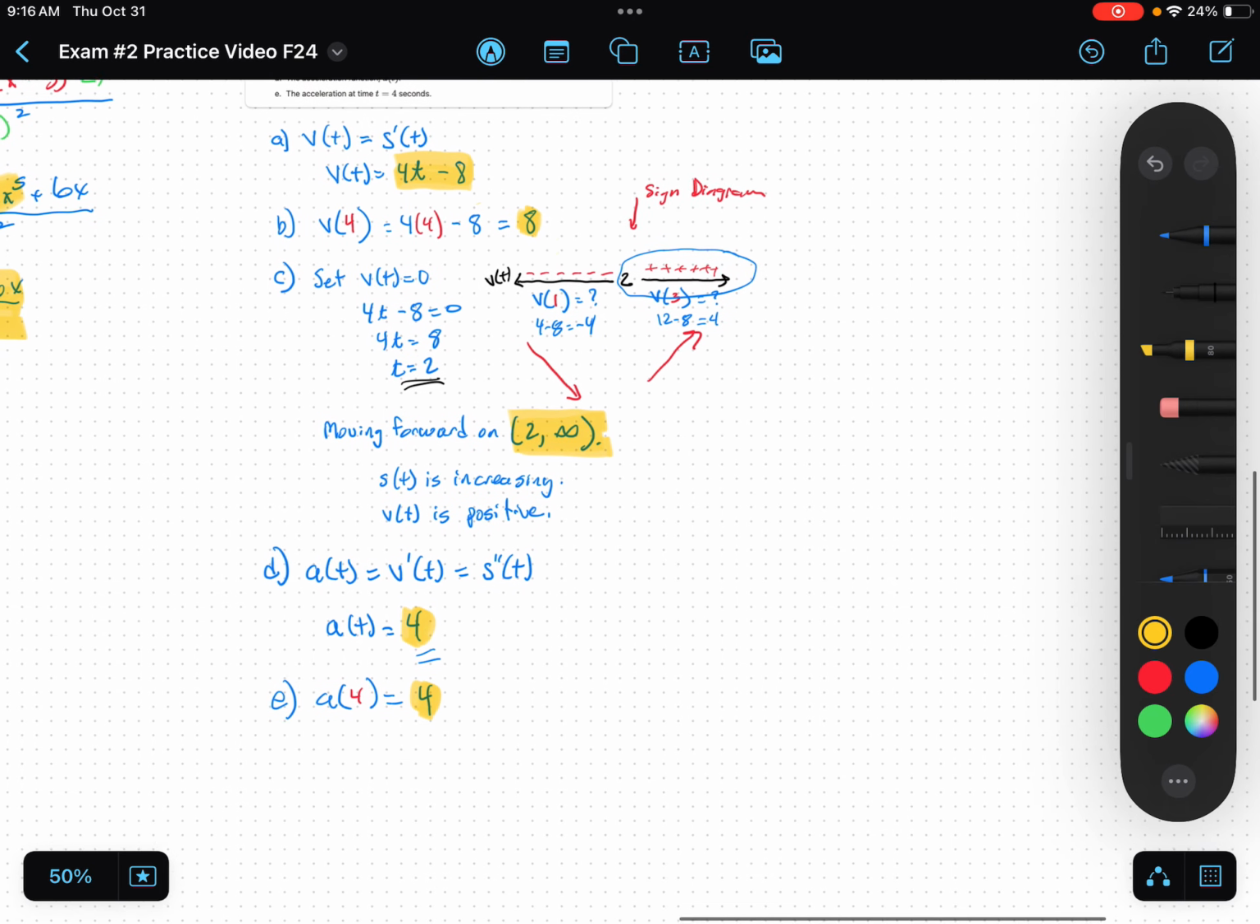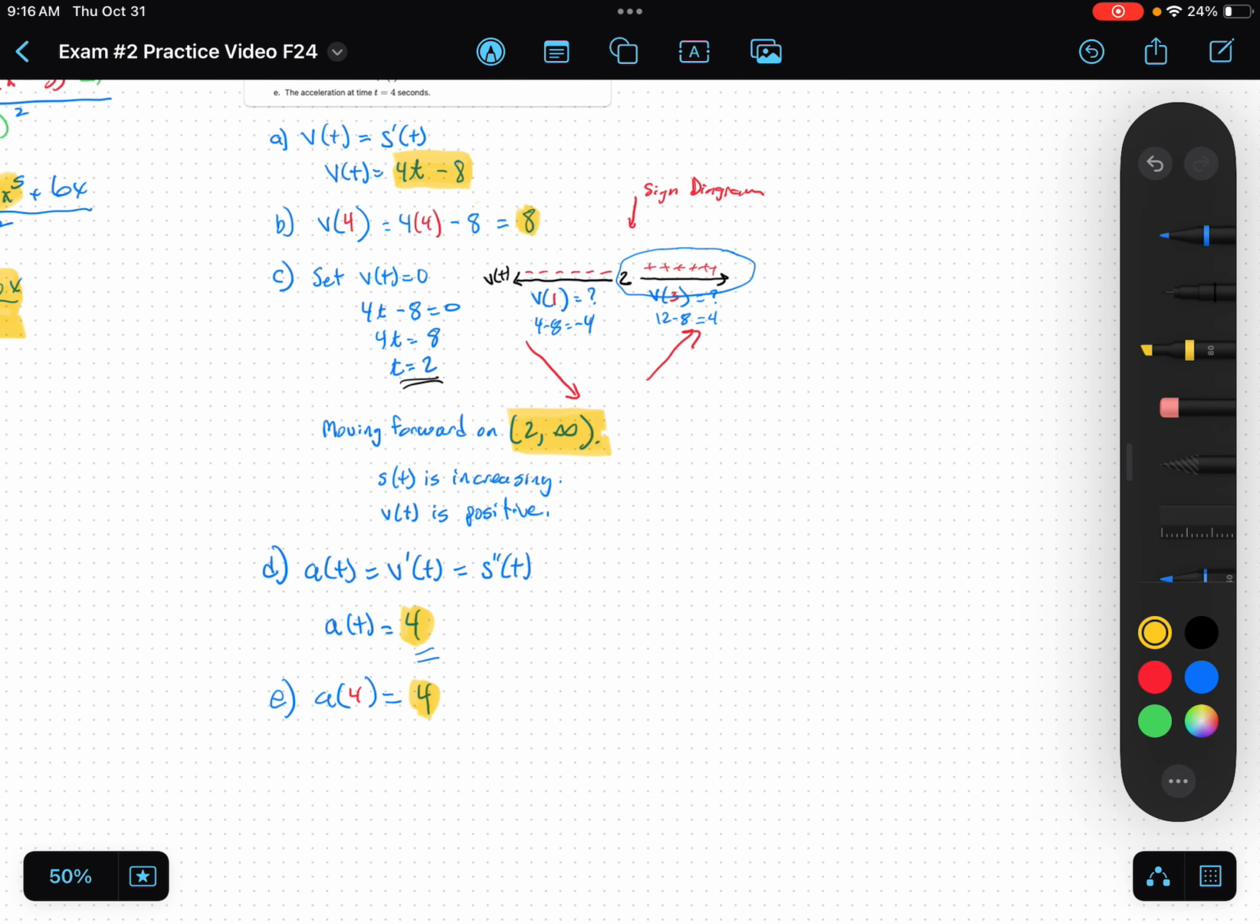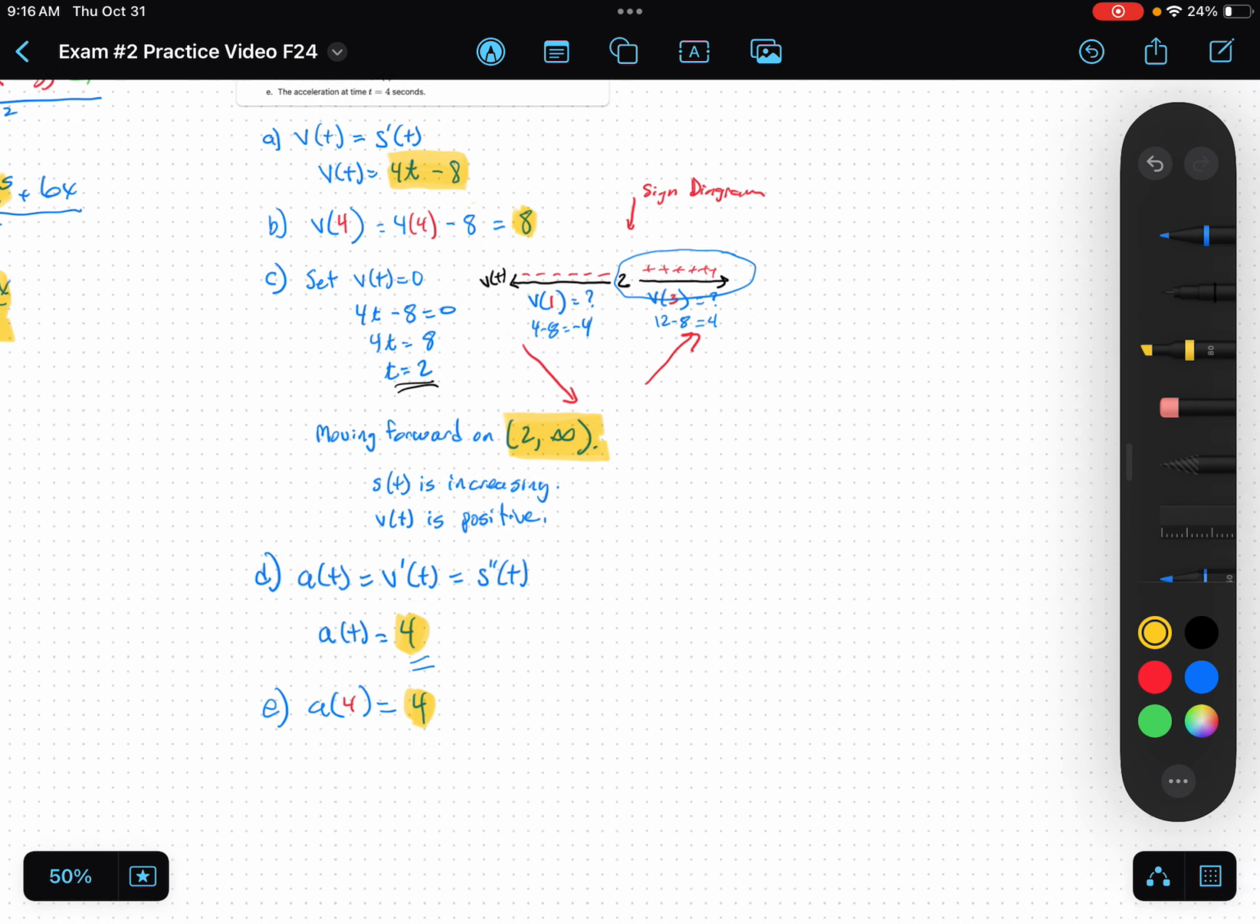In letter D, we had to find the acceleration function, which is just the second derivative. So that was 4. And when you plug 4 into that function, you still get 4. So that's it for that one.